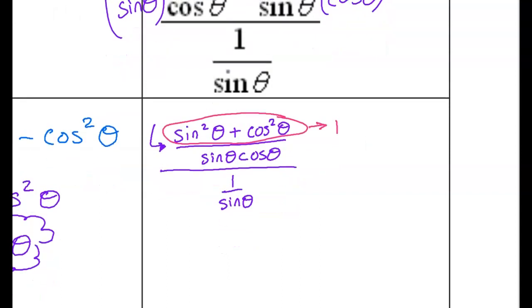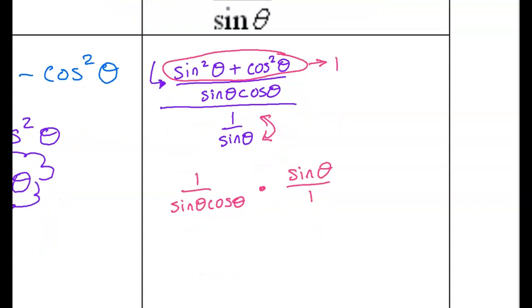And we know that we're going to have to simplify this big fraction by multiplying the numerator by the reciprocal. So my numerator is now 1 over sine of theta times cosine of theta, times the reciprocal of the denominator, so sine of theta over 1. Whenever we have a like term between the numerator and the denominator, they can cancel when we're multiplying fractions. So I have a sine of theta and a sine of theta. This becomes 1 over cosine of theta.